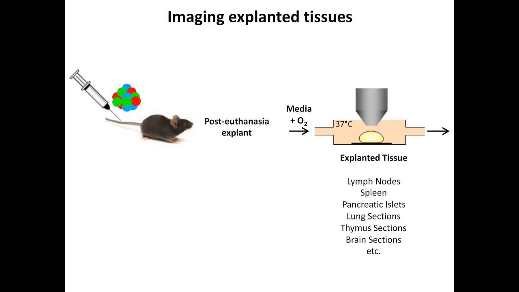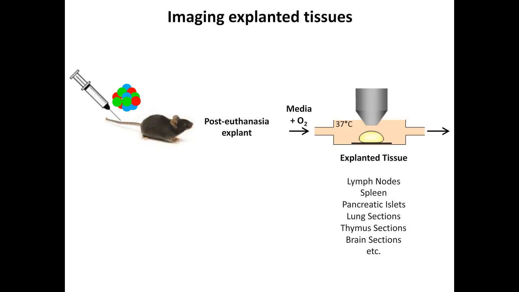So the typical setup for the experiment would be to have your cells of interest, and these might be different cell populations or control cells and experimental cells, that would be differentially fluorescently labeled and then injected into a recipient mouse, typically IV. You then wait a certain amount of time, more classically about 24 hours, to allow these cells to reach a steady state and distribute to the various tissues.